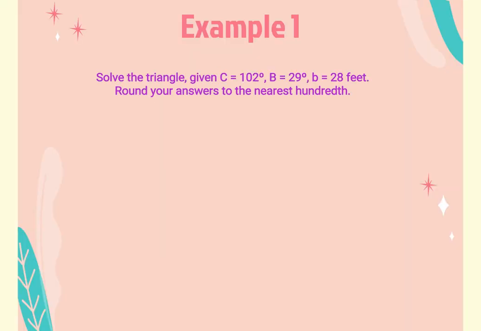All right, that's pretty much it. Now we just do the application part. So this says solve the triangle given C, and that's angle C, is 102 degrees. Angle B is 29 degrees, and side B is 28 feet. Round your answers to the nearest hundredth.